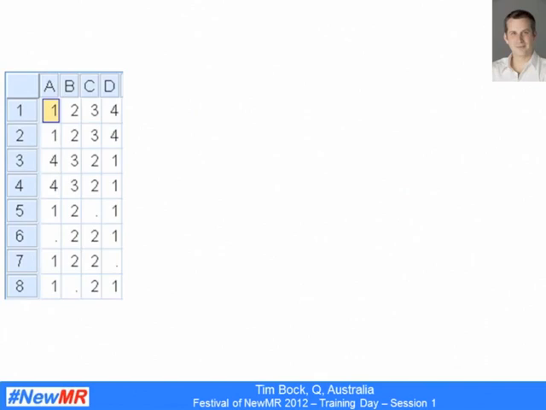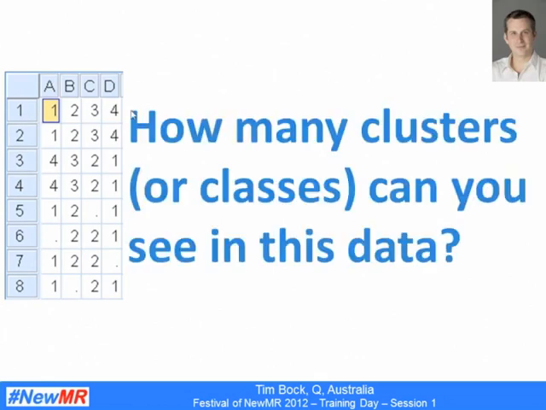I've got here 8 respondents. Each respondent is shown by a row, and I have 4 variables shown by a column. Question for you is, how many clusters or classes can you see in this data? When I look at it, I see the first 2 respondents have got the same basic data, so they form a class together. The next 2 respondents have also got the same data, and they belong in a class together.